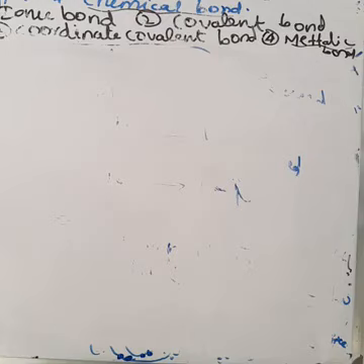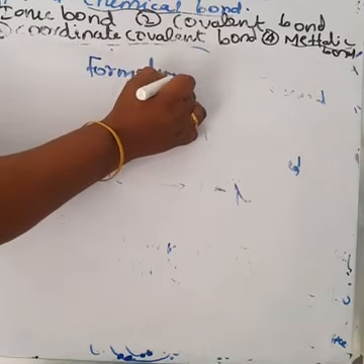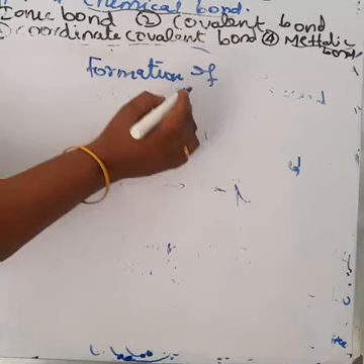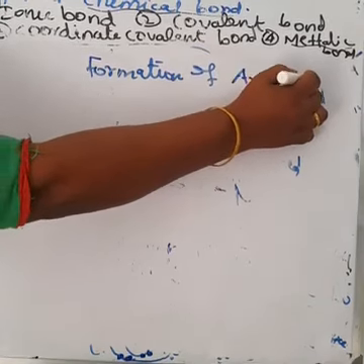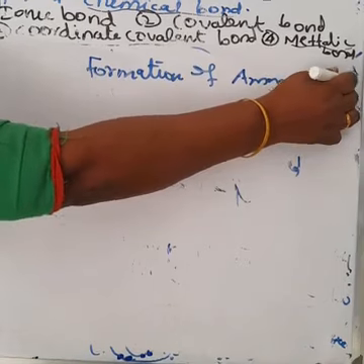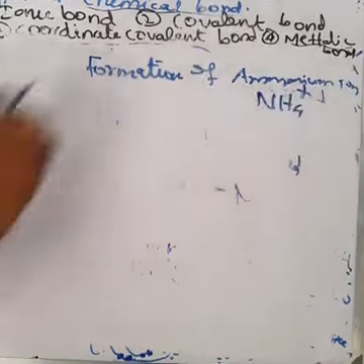For example, formation of the ammonium ion, NH4 plus. How is it formed?